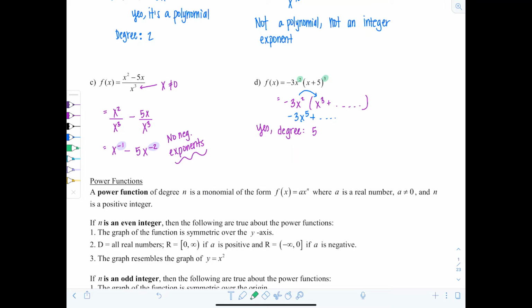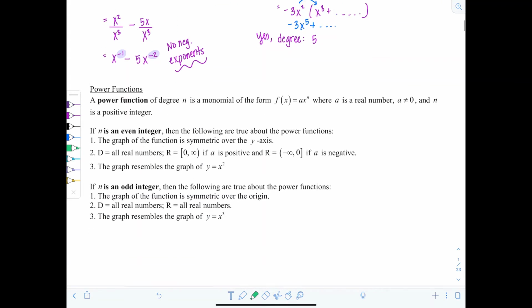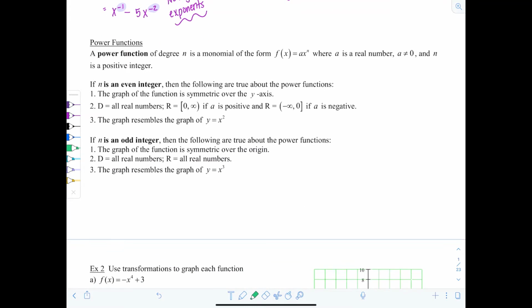All right, very good. Now we're going to move on and talk about power functions. So a power function of degree n is a monomial. So it only has one term, this power function. And it has the form f of x equals a times x to the n. So a can't be 0, it's a real number. N is a positive integer.